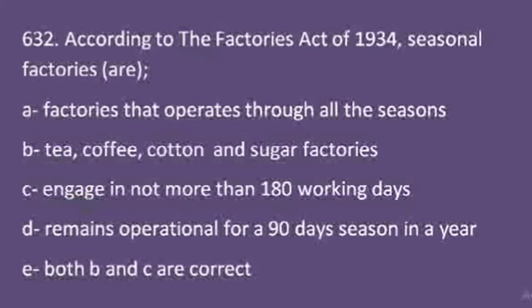Actually, seasonal factories are those factories that engage in not more than 180 working days, and all these factories, tea, coffee, cotton and sugar, are of the same nature. That is, they engage in not more than 180 working days. Perhaps that's why they are called seasonal factories, because they operate only in certain seasons according to the production of these plants. So actually E is our correct option here.